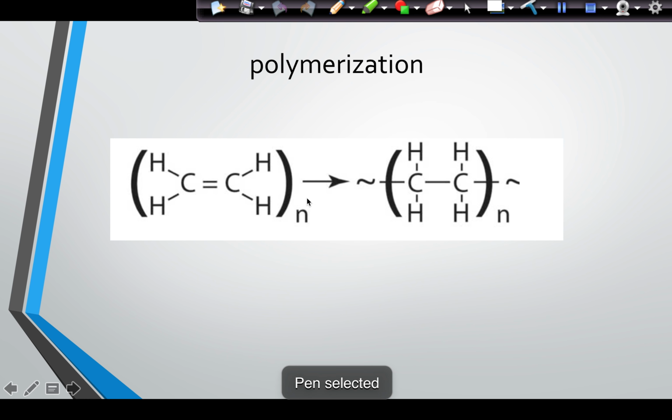Polymerization, remember, is the one with the N's, okay? We're taking lots of these and combining them into lots of these. I usually see it like this, where the N is in the front in the reactants and the N is at the end for the products, to show these are separate, these are connected.